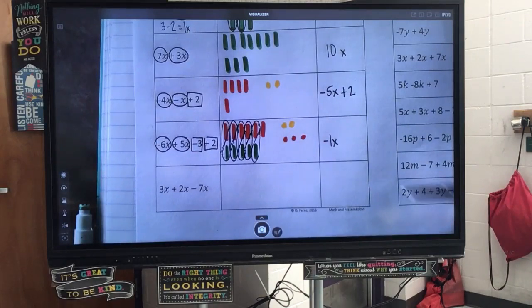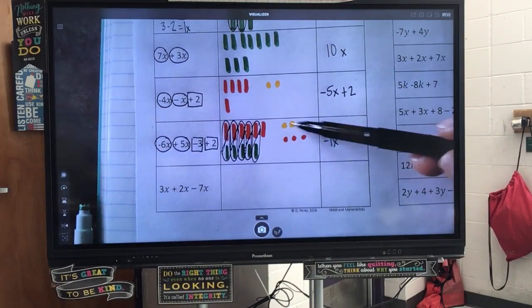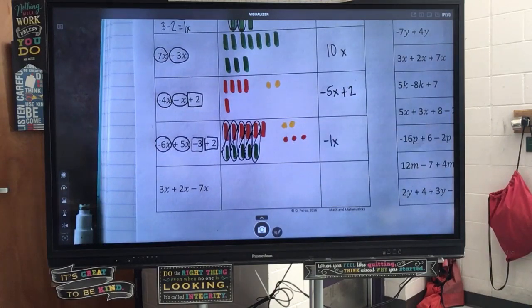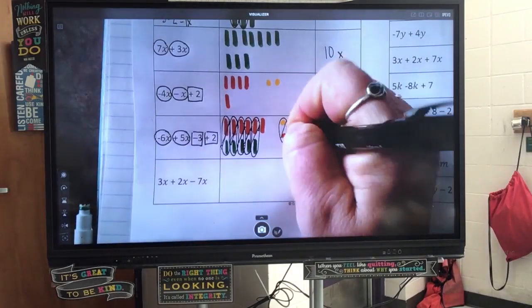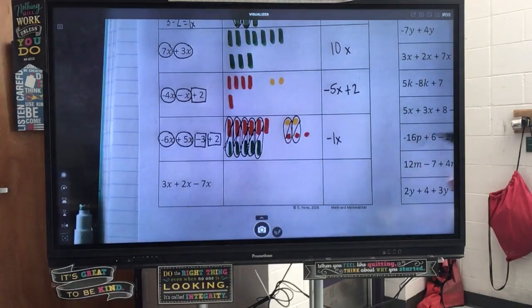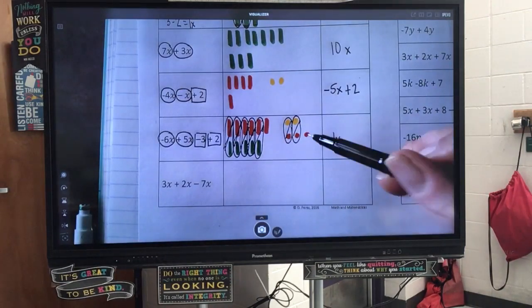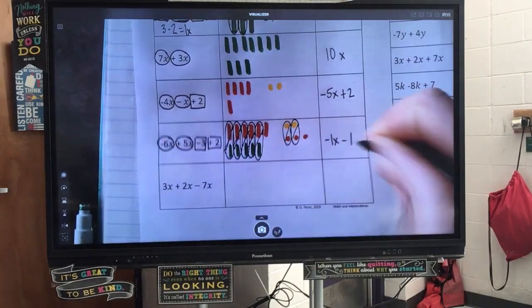Alright, can we cancel anything over here between our 2 and our negative 3? We can? Alright, Aiden, how many can we cancel? 2. Alright, so I'm going to do 1, that cancels, 1, that cancels. Do you agree with that? Alright, so then what do we have left over here? Camden? Negative 1. Yep, so then we're going to say minus 1.